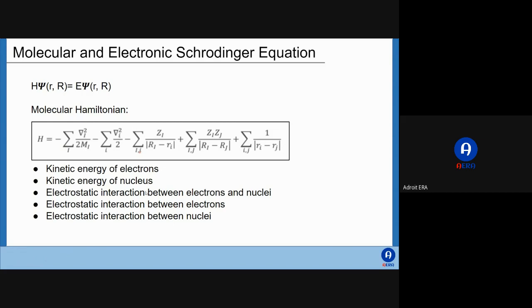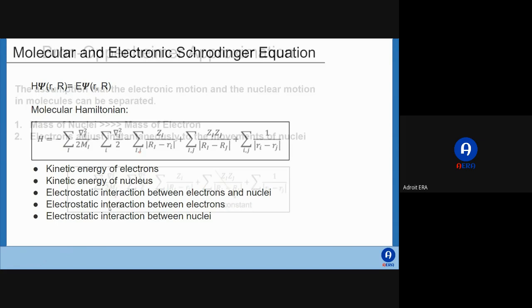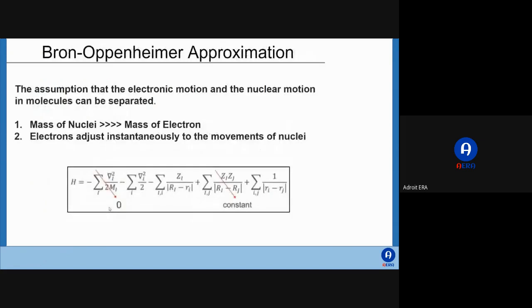You need to consider electrostatic interaction between electrons and nuclei, and then electrostatic interaction between electrons. You also need to consider electrostatic interaction between nuclei. So you need to consider all of these parameters while writing the molecular Hamiltonian of a particular molecule or a particular chemistry based compound.